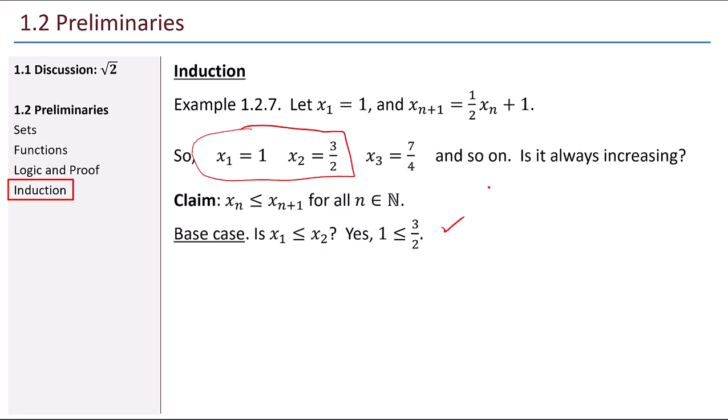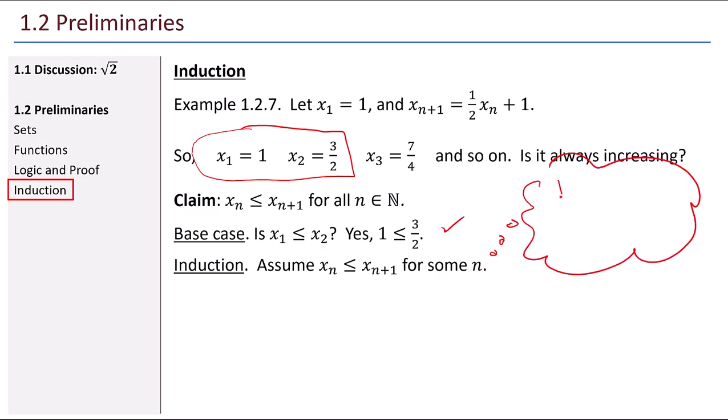Now we make our induction hypothesis. Let's assume that x sub n is less than or equal to x sub n plus 1 for some n. And what do I want to show? So again, here's where I put my thought bubbles whenever I'm thinking ahead. Where am I going with this? What do I want to show? I've assumed that x sub n is less than or equal to x sub n plus 1, and I want to show the next step. I want to prove that x sub n plus 1 is less than or equal to x sub n plus 2.